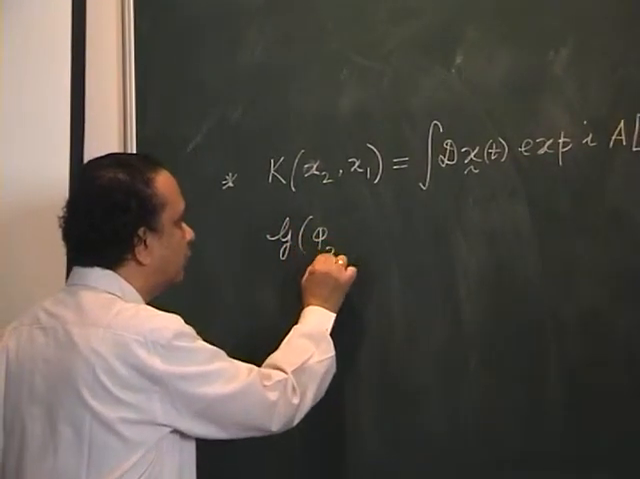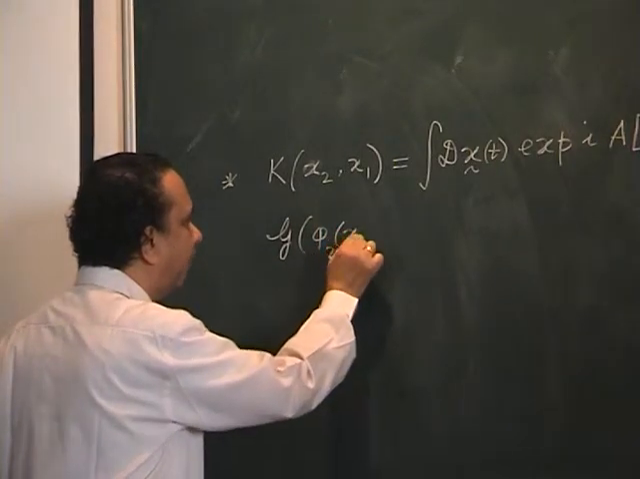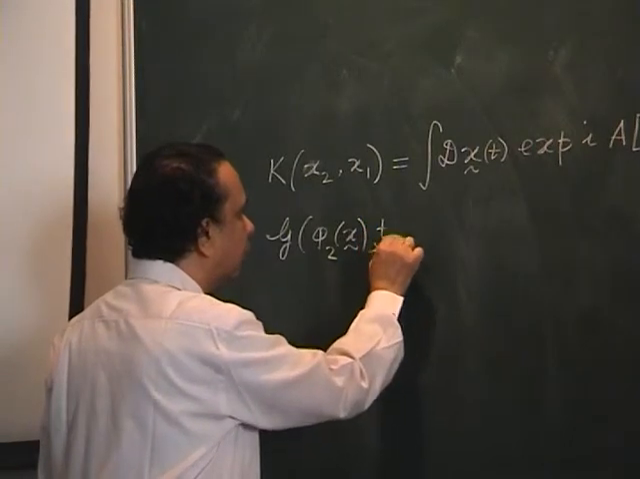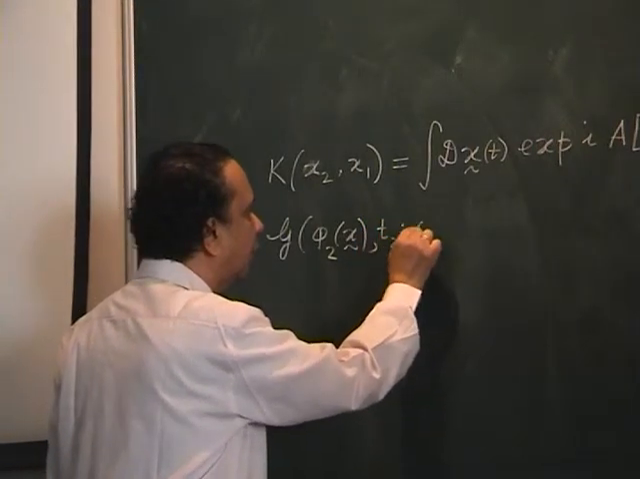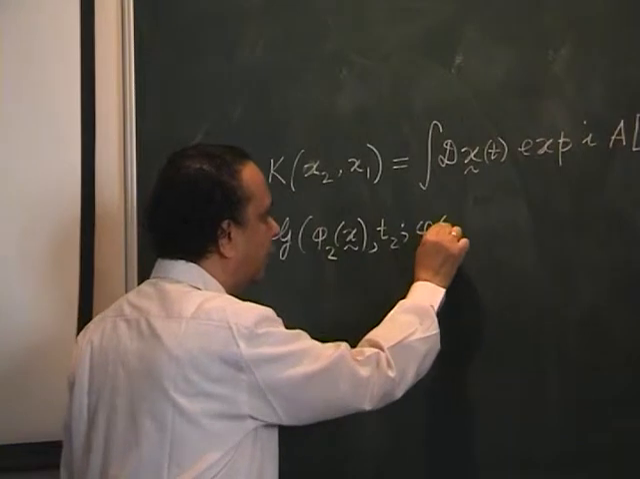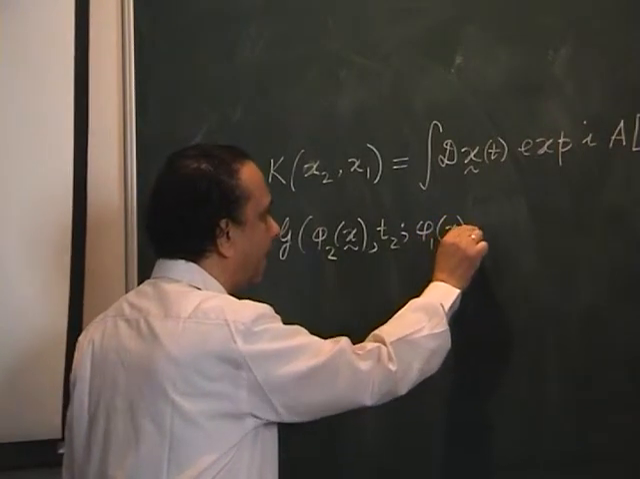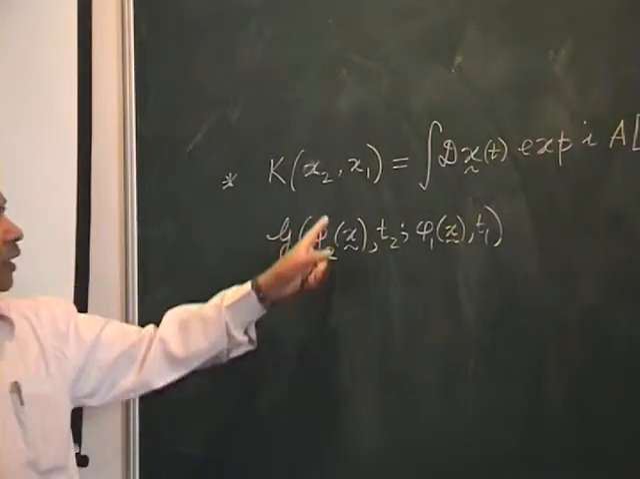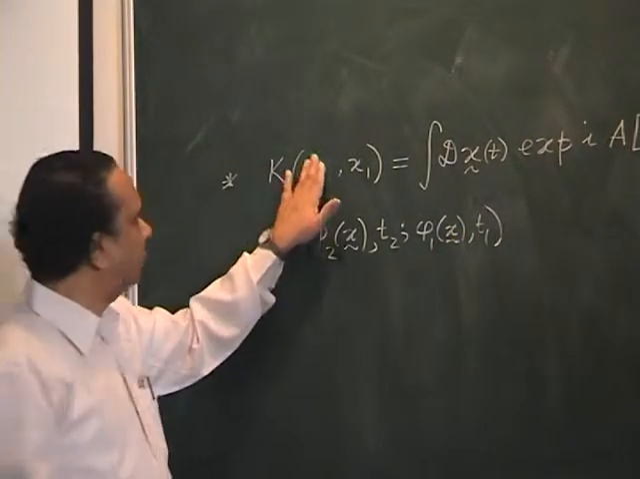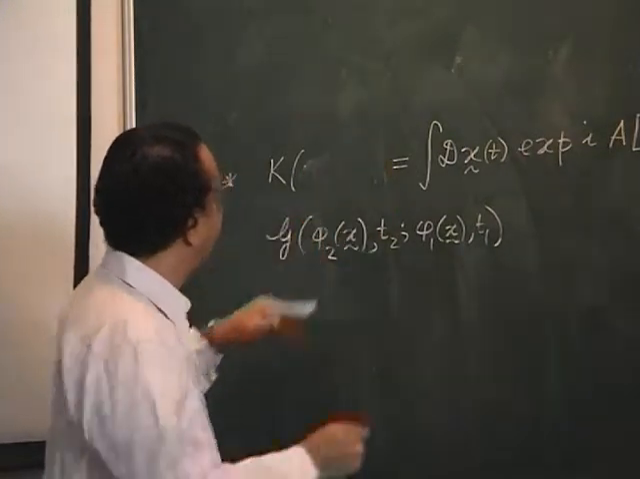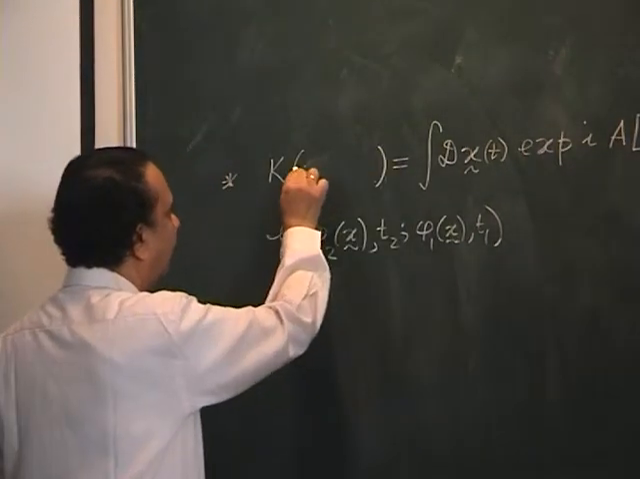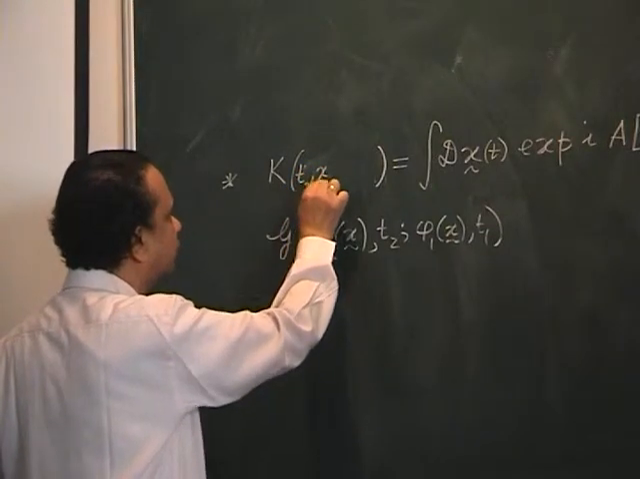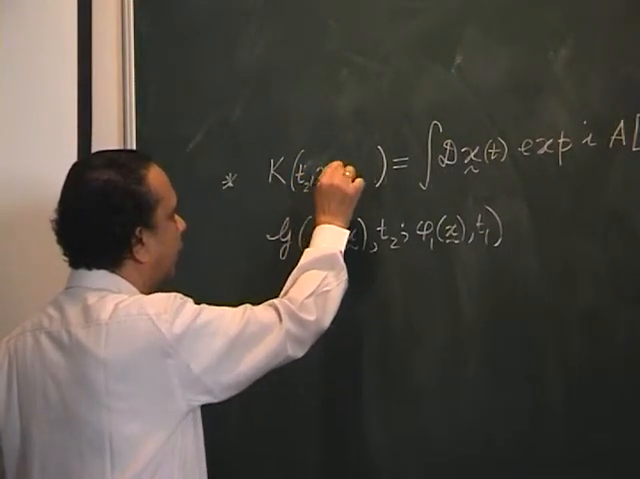G of phi2 of x at time t2, starting from the configuration phi1 of x at time t1. This has an exact parallel with this. That would probably become easier to understand if I expand this sort of thing. What I have here is t2, x2; semicolon, t1, x1.